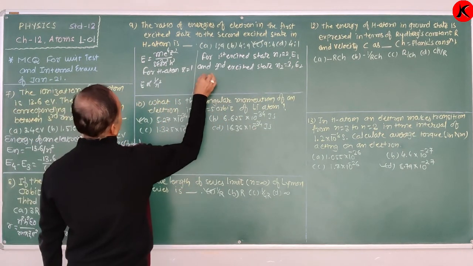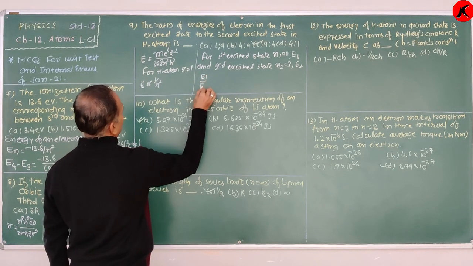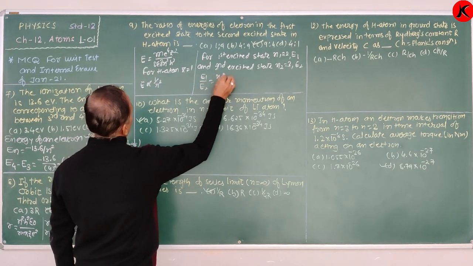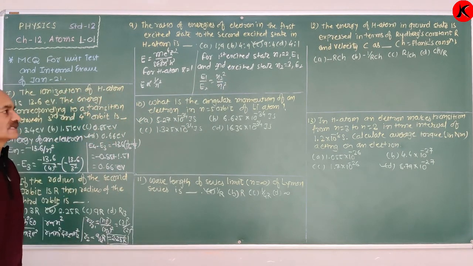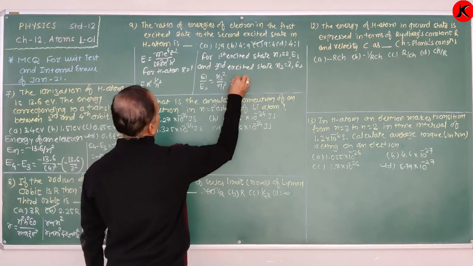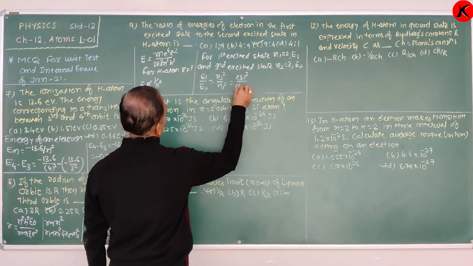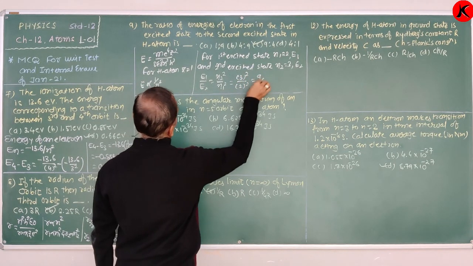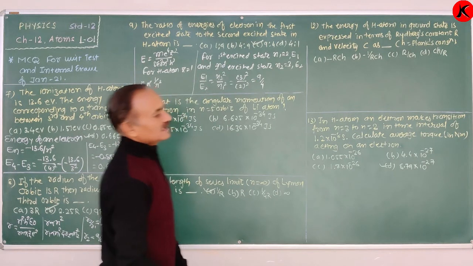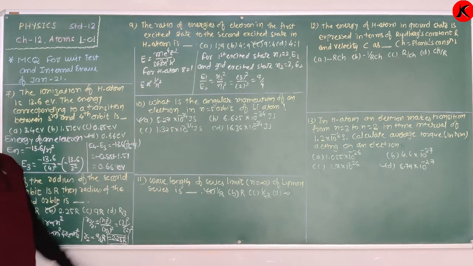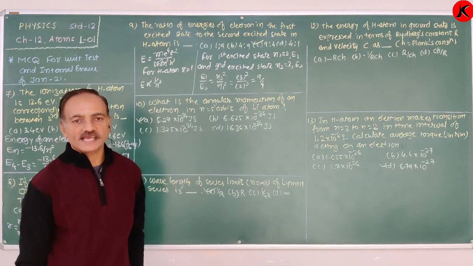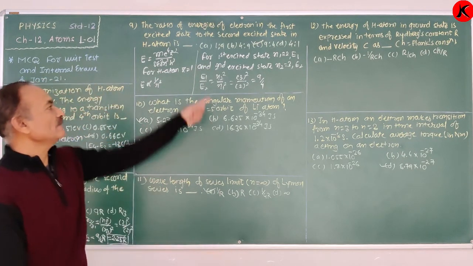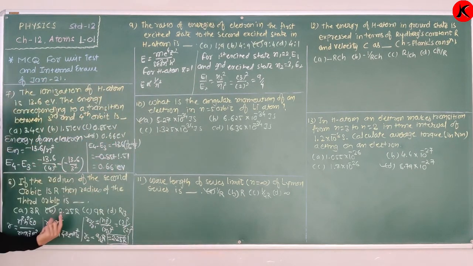Therefore, we can write E1 upon E2 is equal to n2 square upon n1 square. n2 is 3, n1 is 2, therefore 9 by 4. Therefore, the ratio of the energy in first excited state to the second excited state is 9 by 4. That is similar to this.